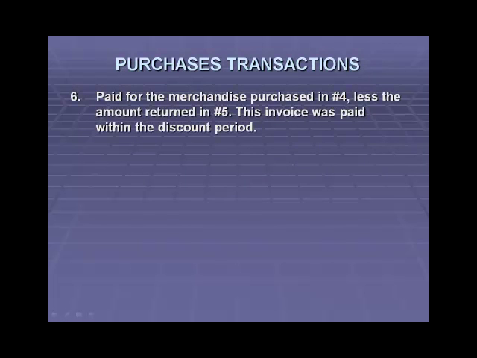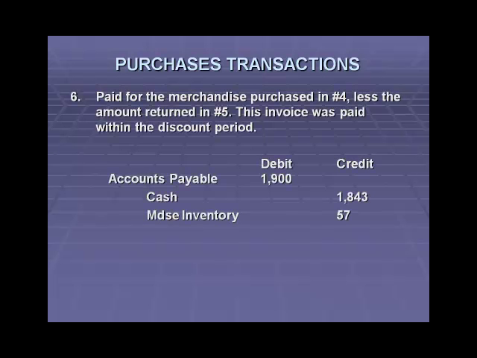Number 6 says paid for the merchandise purchased in 4 less the amount returned in 5, and it was paid within the discount period. So we have the discount to contend with. We're going to debit accounts payable for the full $1,900. Remember, the $1,900 is the $2,000 original payable minus the $100 we returned. So we only owe $1,900. So we need to debit accounts payable for that full amount.